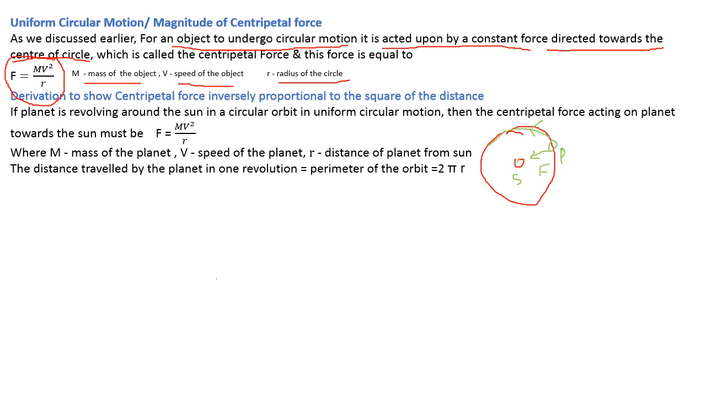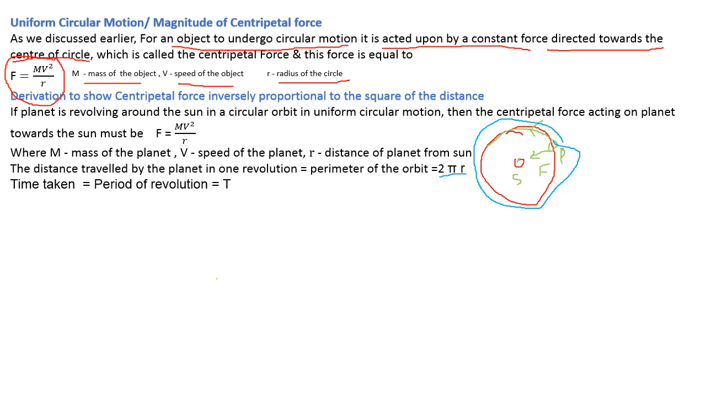Now when the planet is here and completes one revolution around the sun, one revolution is nothing but the perimeter of the orbit. And what is the perimeter of the orbit? The orbit is our circular path, correct? And as you know, the circumference of a circle, that is the perimeter of the circle, equals 2 pi r. Therefore the perimeter of the orbit is 2 pi r. It means when a planet completes one revolution around the sun, the distance covered is 2 pi r. Is it clear?